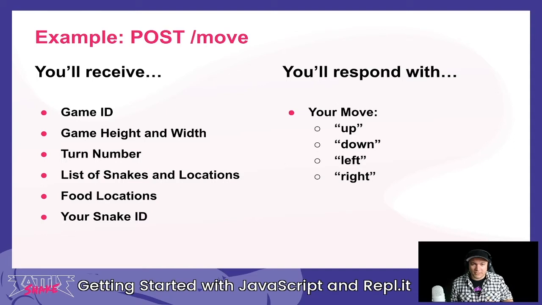You have full information of the game board, and all Battlesnakes are going to receive the exact same information on each turn. Your response then is going to be one of up, down, left, or right, and that's just to move. What you're doing with this request is the engine's going to give you the game board, you let it know where you want to move, and then all snakes will move at the same time.